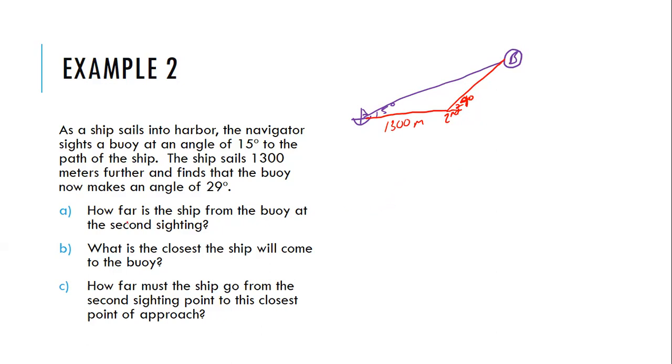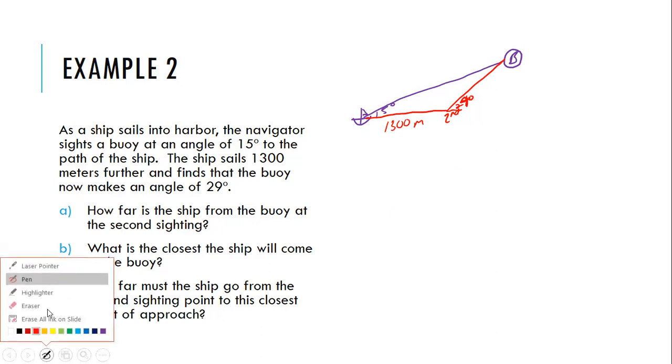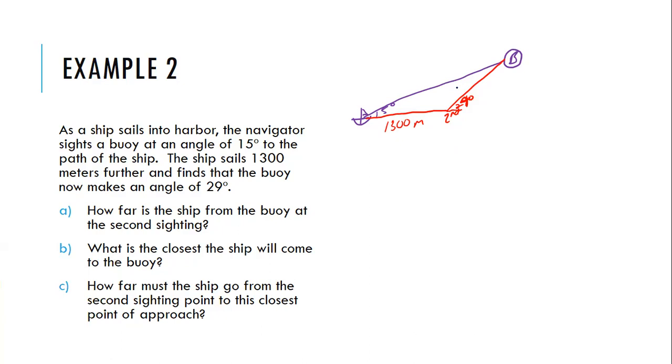Now, part A is asking how far the ship is from the buoy at the second sighting. So for part A, we are trying to figure out this distance, right? This is what A is asking us. Do we understand that? Okay. So A is asking us to find this. Do we have enough information to solve for that? Yeah, we do.